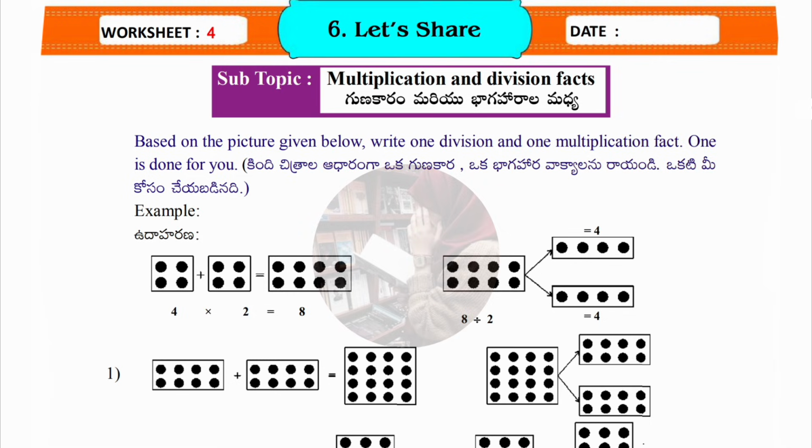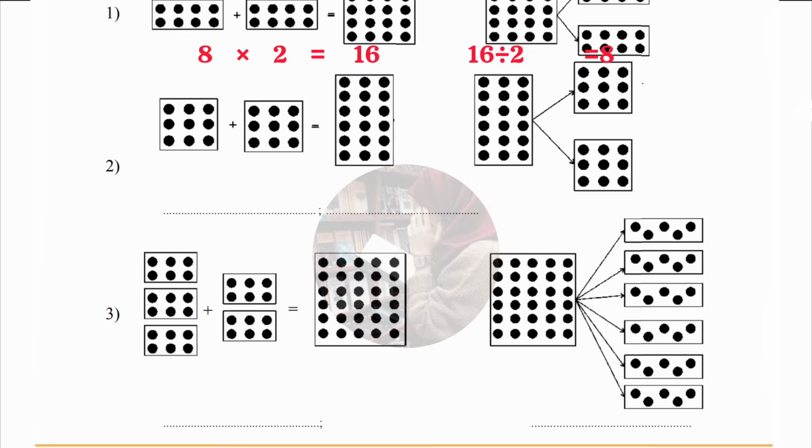Okay, let's see. First, in first box we have given 8 dots plus again 8 dots given. 8 plus 8 is 16. So we can write this in multiplication form as 8 multiplied by 2. So how many 8 dot boxes are there? 2 boxes. So 8 multiplied by 2 equal to 16. So the same we have to write it down in division form. So here first box contains 16 dots. These 16 dots, if we divide it by 2, means if we separate these 16 into 2 ways, then we'll get 2 boxes of 8 dots. So 16 divided by 2 is 8.